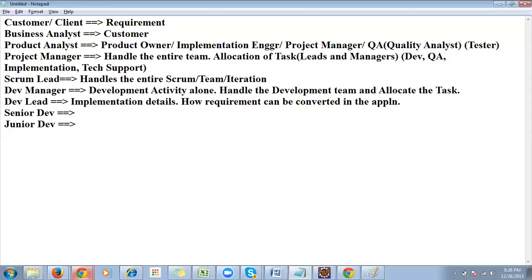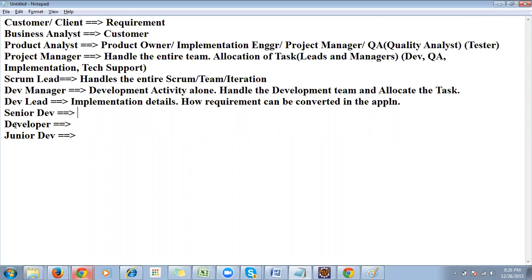The senior developer will also help in the implementation details, but his main activity is to help the team. After the senior developer, there is the normal developer. A senior developer has 10 years or 7 years of experience. A developer has more than 2 to 3 years of experience. A junior developer is a newly joined person or has less than 2 years. So the senior developer is the person who will be allocated for some tasks.